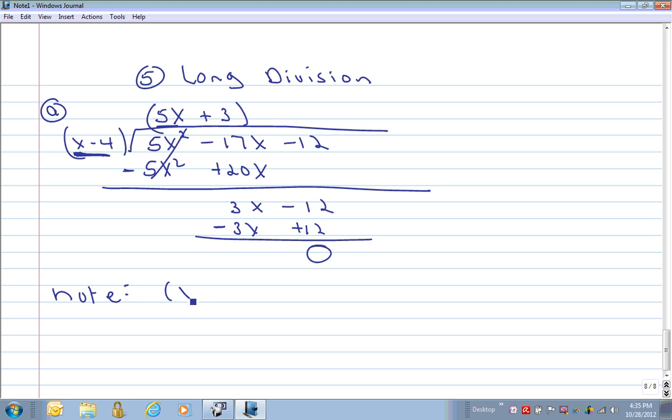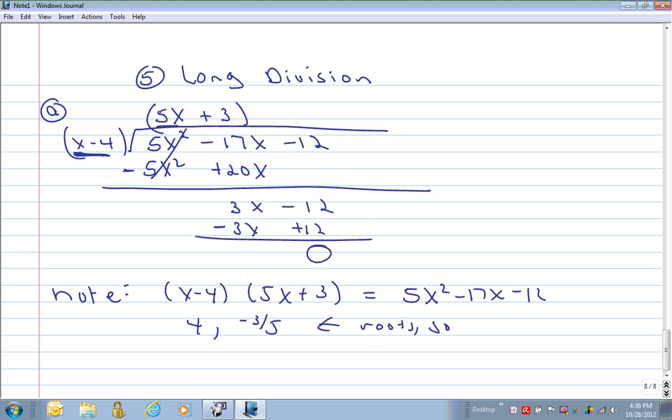is that now x minus 4 and 5x plus 3, if we multiplied those together, they would give us our original equation, 5x squared minus 17x minus 12. So because x minus 4 was a factor, or 4 would be a 0, when we did long division, we also ended up getting our two factors. Our solutions would then be 4 and negative 3/5, and these would be your roots. Our solutions on a graph are your x-intercepts.